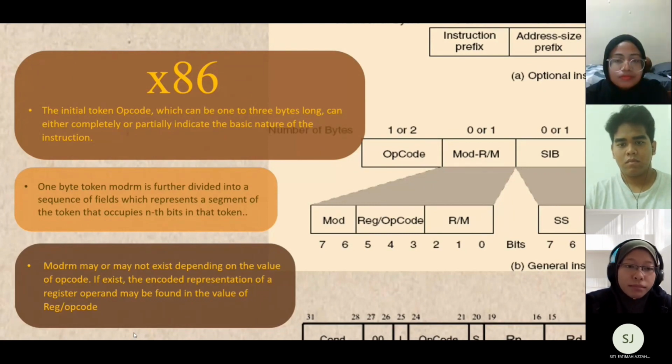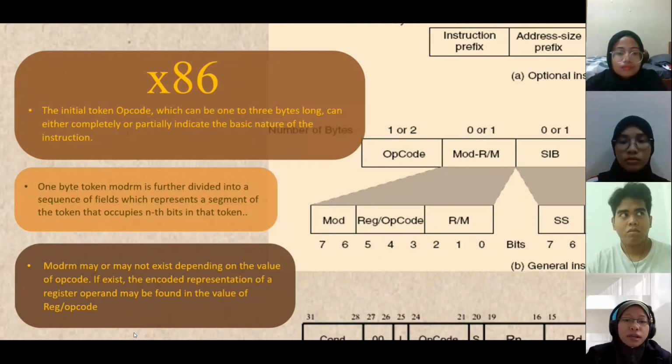But ModRM may or may not exist, depending on the value of the opcode. If the ModRM exists, the encoded representation of the register operand may be found in the value of the register opcode of the X86 processor.